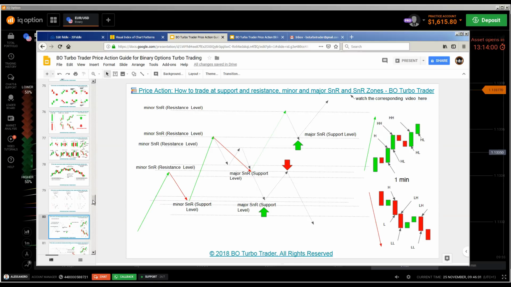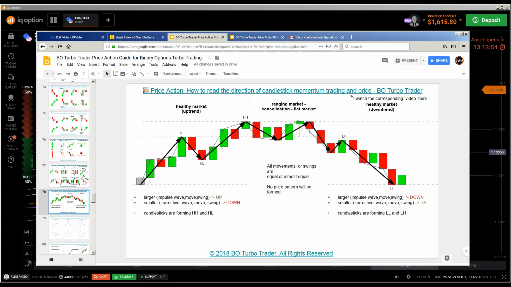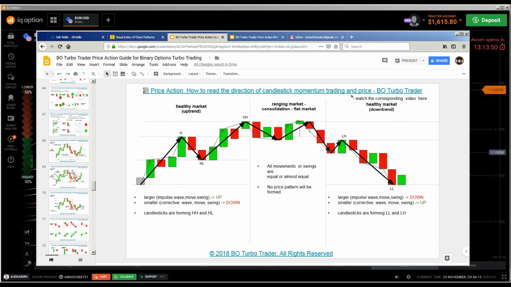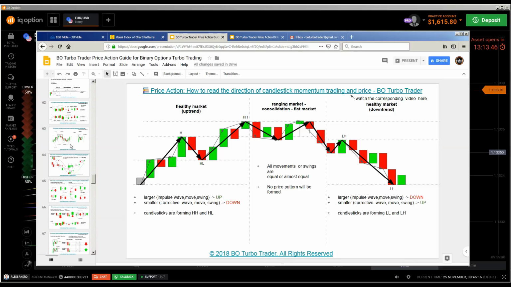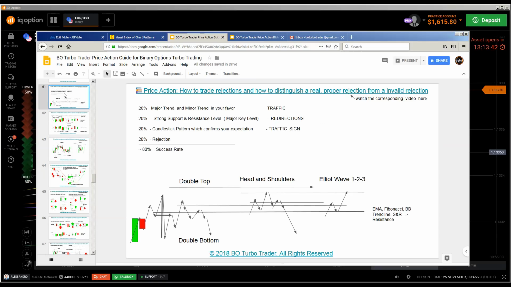So, and then obviously the market condition stuff: how you recognize an uptrend, what is a ranging market, and what is a downtrend. And then those things which I show you over and over again, the highest probability trading setups, reversal and retracement, the 4 keys: the trend, the key level, the candlestick pattern, and the rejection. And that the rejection is only a small part, because a lot of traders do lose.